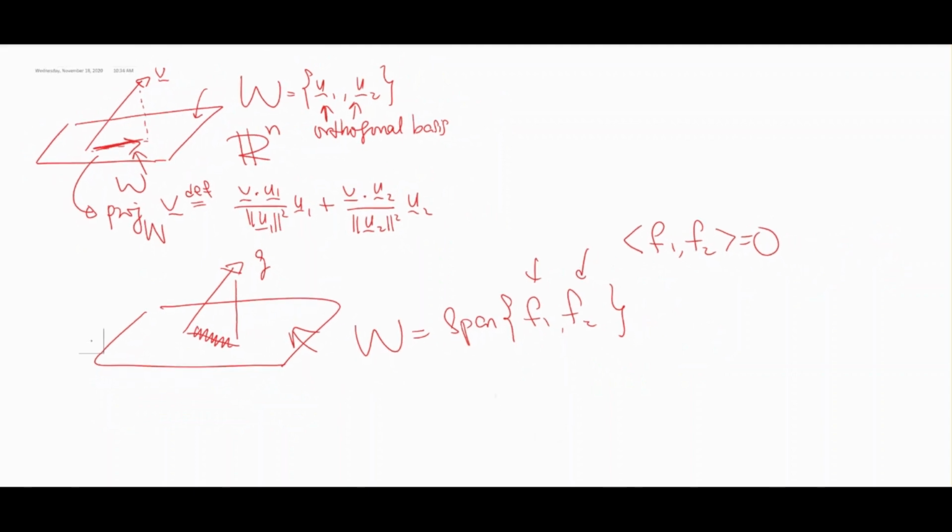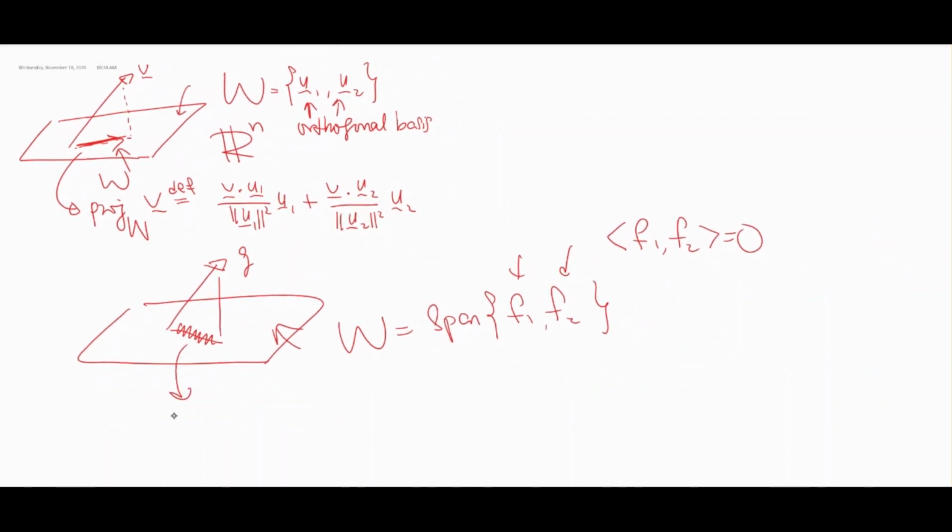Again, nothing's going to change. This is going to be called the projection of g onto W. And what is it going to be? Well, this is a generalization of the dot product. Everything that we do for the dot product will carry over to here.